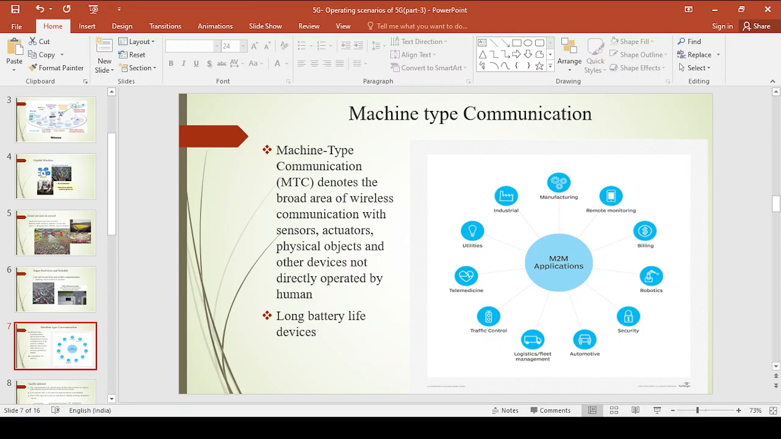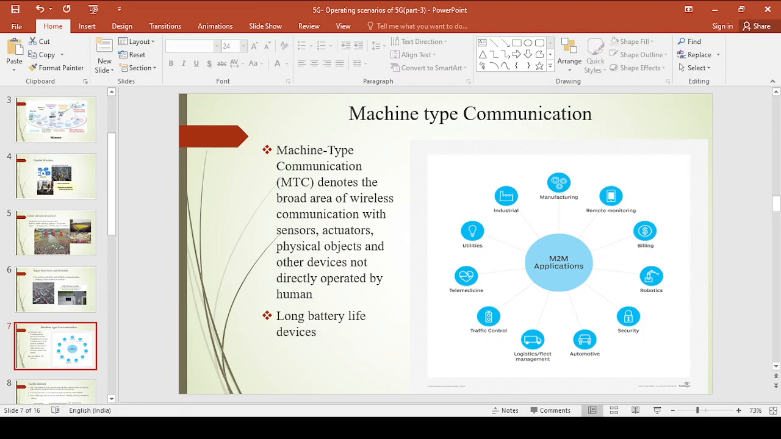What is machine type communication? Machine type communication is nothing but communication between machine to machine. That includes devices which are not directly operated by the human, like sensors, actuators, physical objects and other devices. All these are included in machine type communication, because under machine type communication there is no user interference. That's why we can use any device, but that device should not be operated by the human directly. Now this should support long battery life, machine type communication should support long battery life devices.